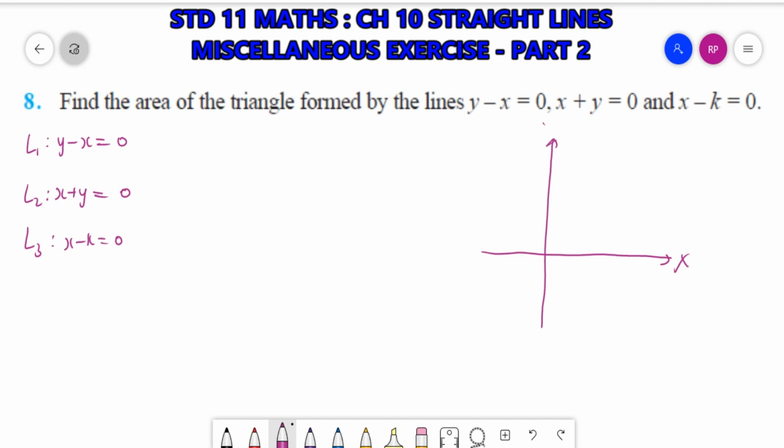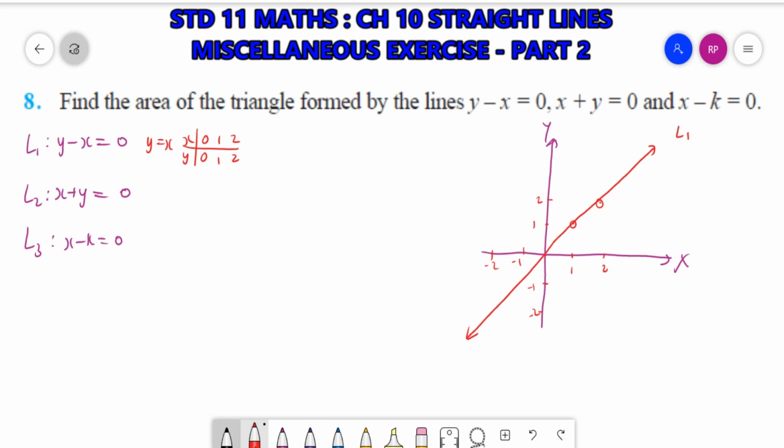If I take y minus x equal to 0, y is equal to x. If I take x as 0, y is 0; x 1, y 1; x 2, y 2. So these will be the points: (0, 0), (1, 1), (2, 2). Let's draw the points. And remember, the line y equal to x will always make an angle of 45 degrees with the x-axis. So this is the line.